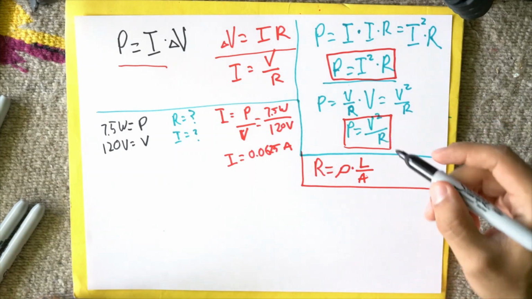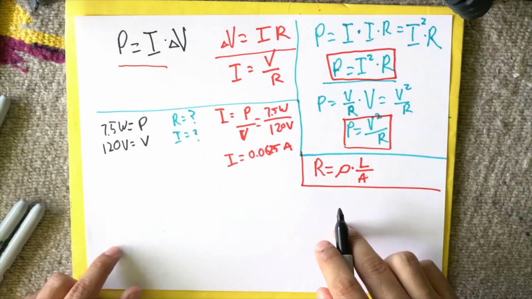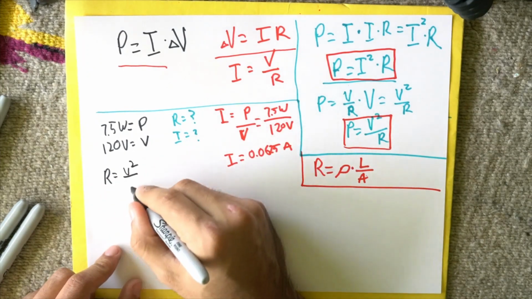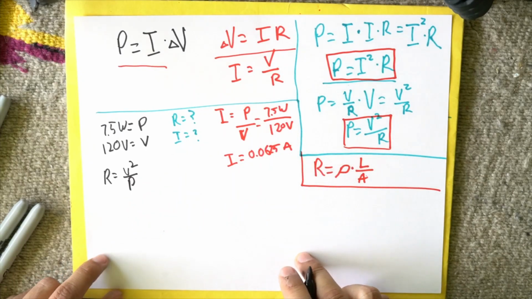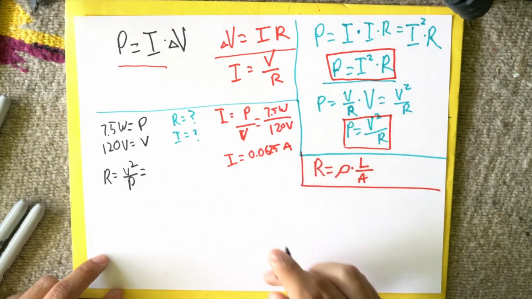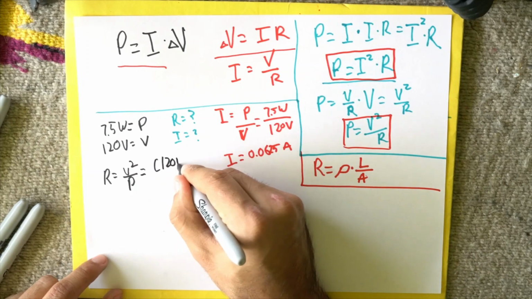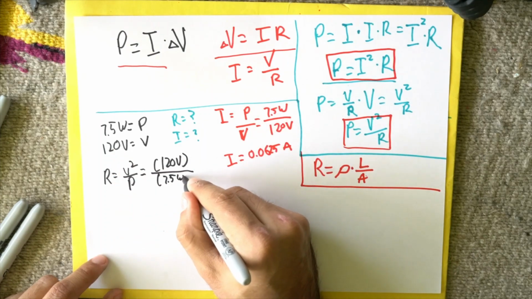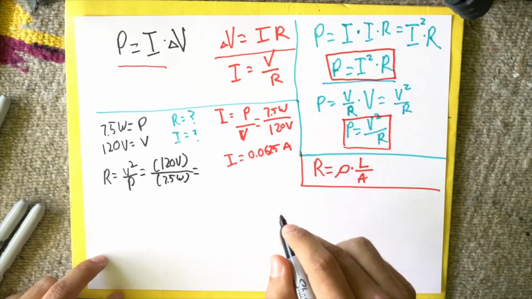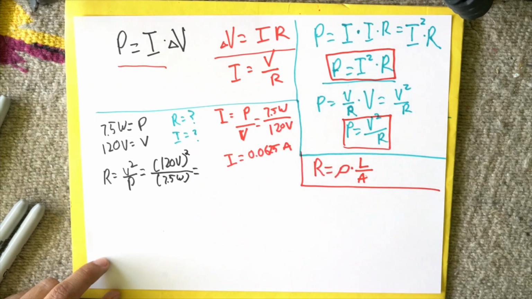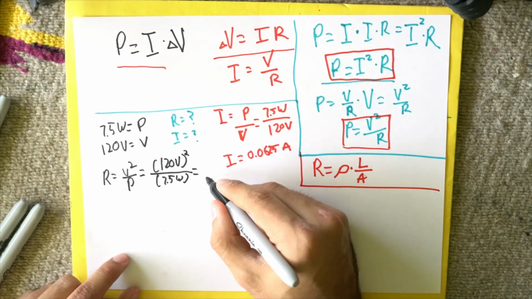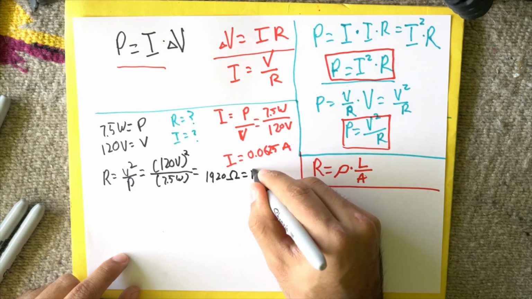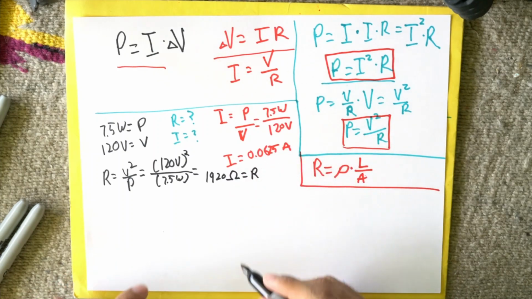So for this equation, let me manipulate that, bring the R up here, bring the P down here. So R is equal to V squared over P. My V squared will be 120 volts squared divided by my power, which is 7.5 watts. Don't forget to square this. Ooh, I almost forgot to square that. If I do that, my resistance would be 1,920 ohms. So that is R and that is I.